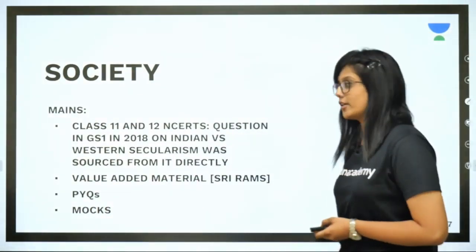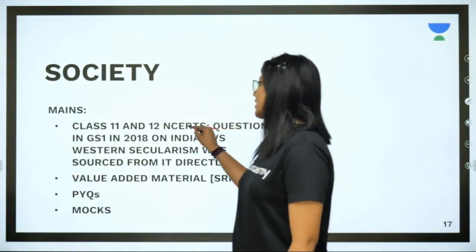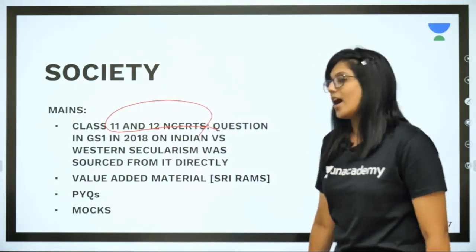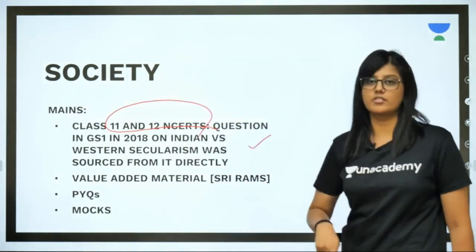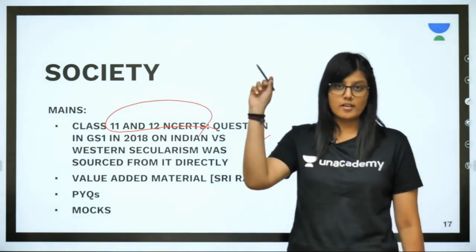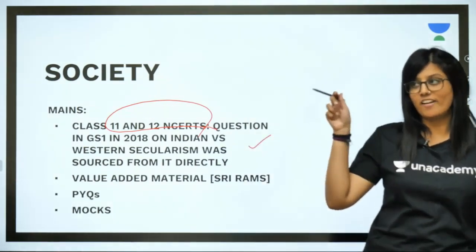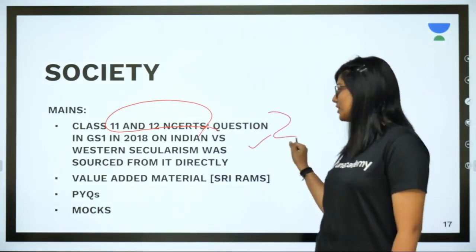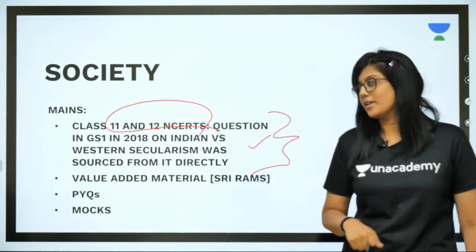Society is also a topic of GS paper 1, in which class 12th and 11th NCERTs are very important. I remember there was an issue of difference in Indian and Western secularism in NCERTs and it was a question in paper 1. And I remembered exactly that, dharma and panth nirpekshta, and I wrote the same answer in GS paper 1.